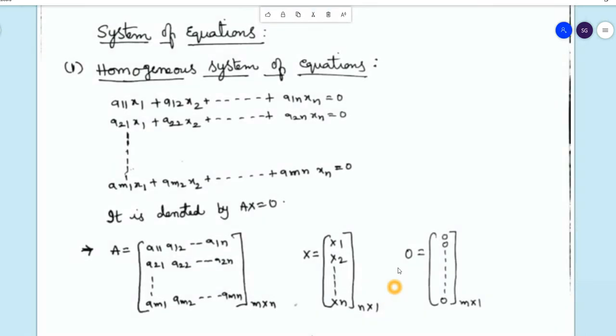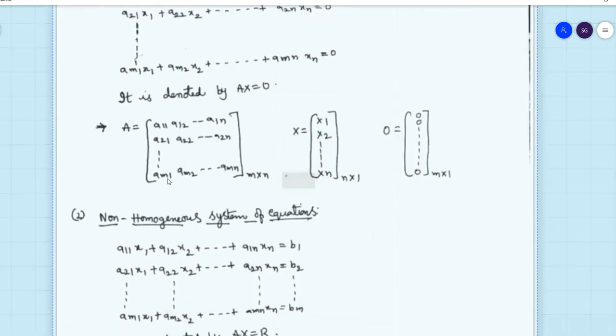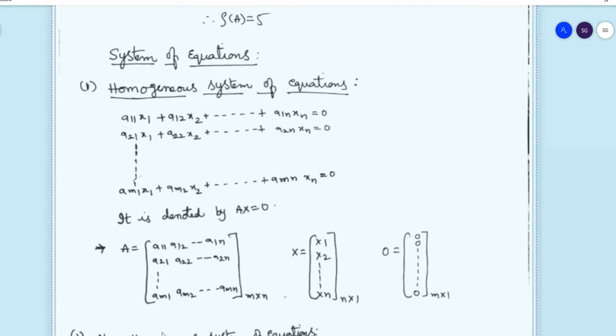Now come to the topic, that is system of equations. In system of equations, there are two types of systems. One is homogeneous system of equations and the other is non-homogeneous system of equations. What is a homogeneous system of equations?